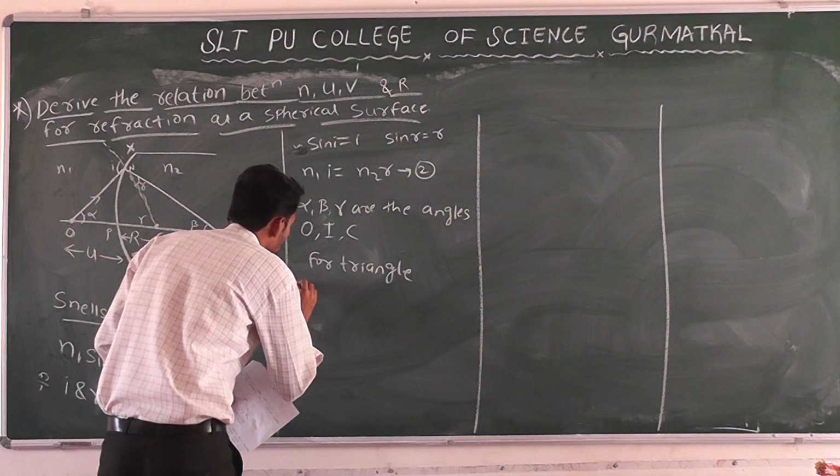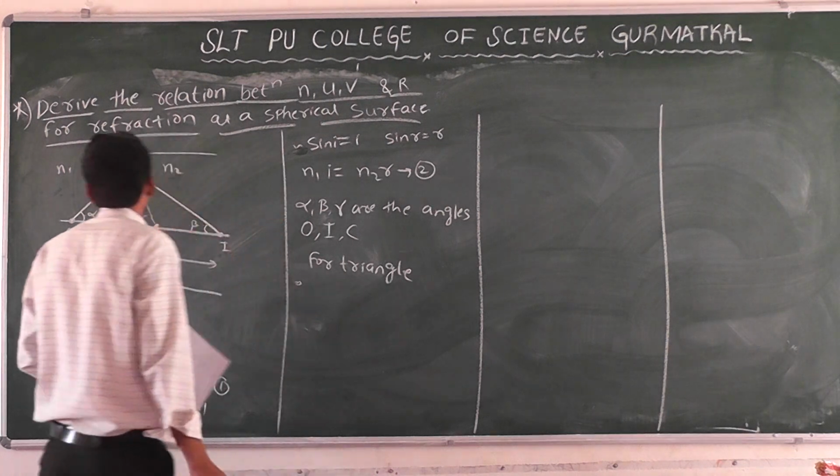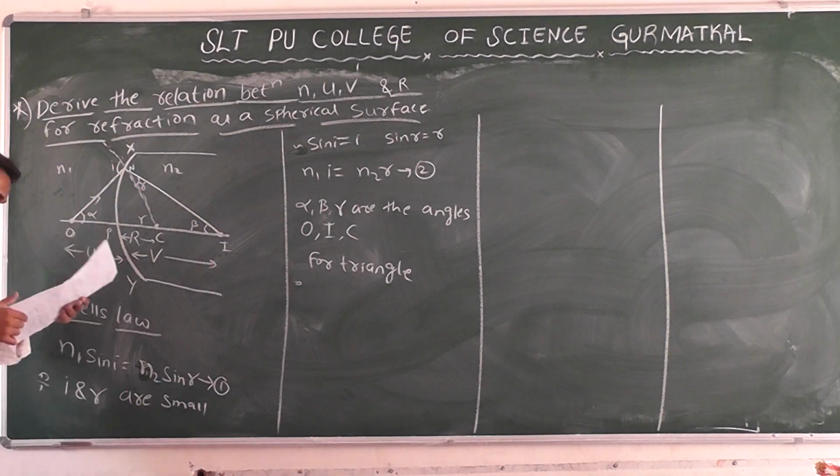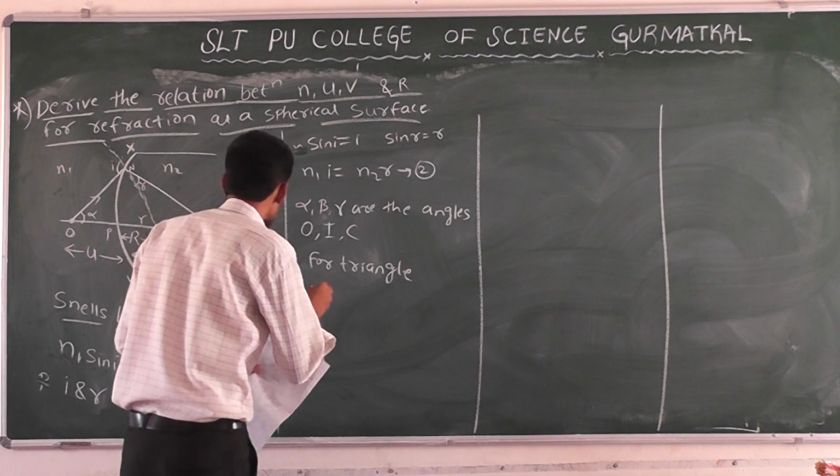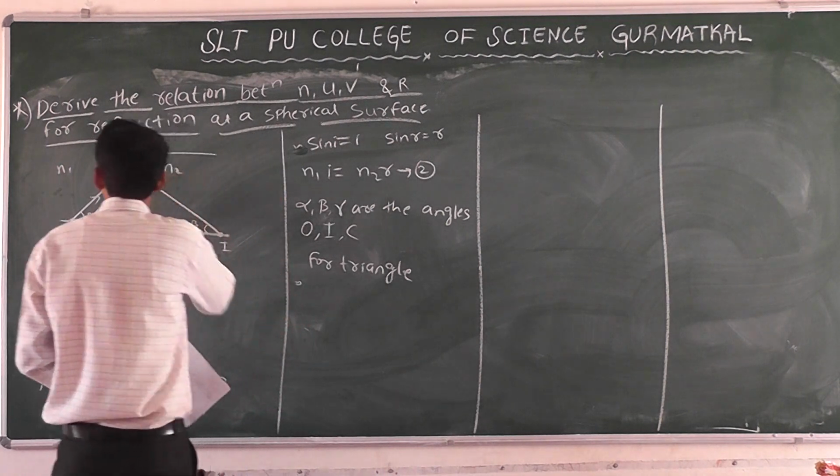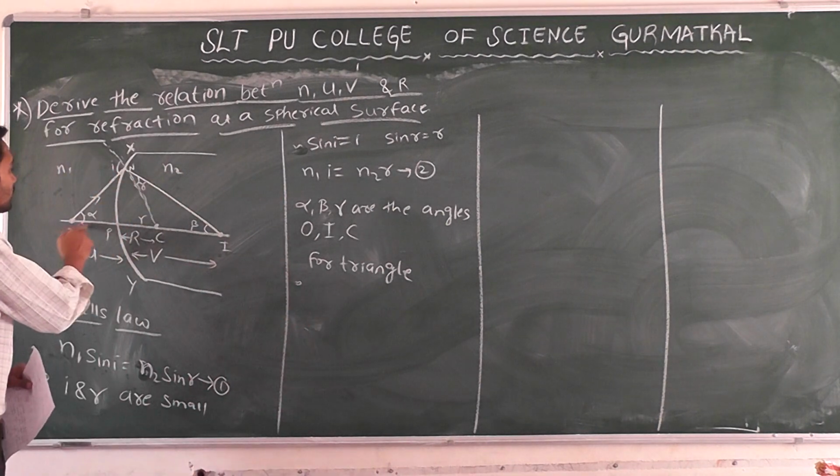So exterior angle is equal to sum of interior angles. Which one is the exterior angle, and which ones are the interior angles? Angle I is equal to alpha plus gamma.